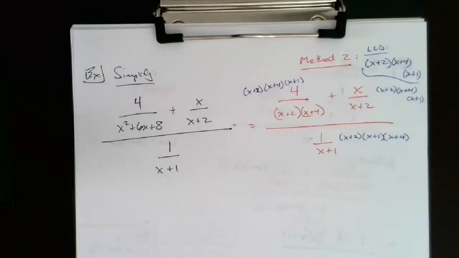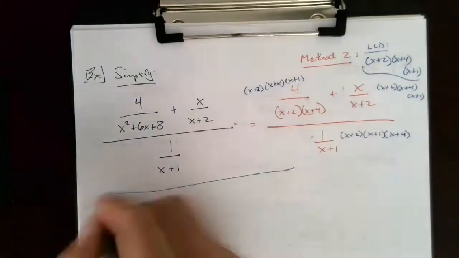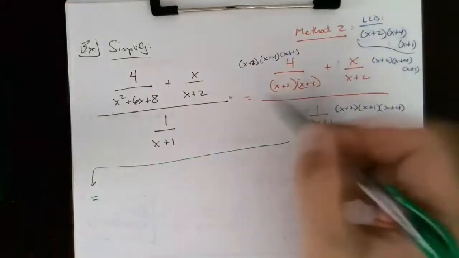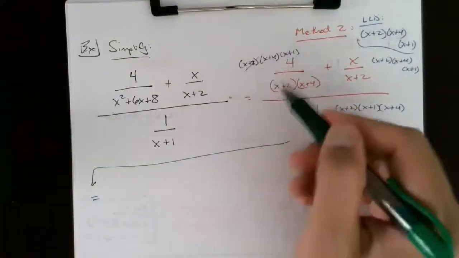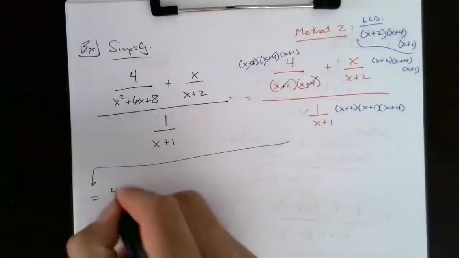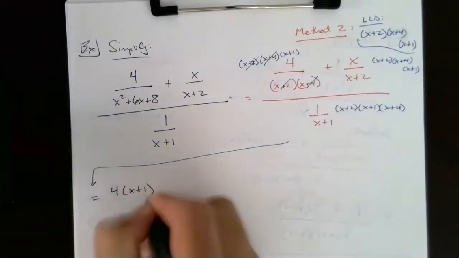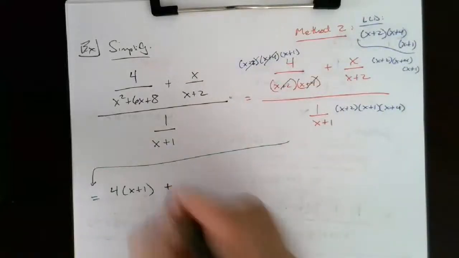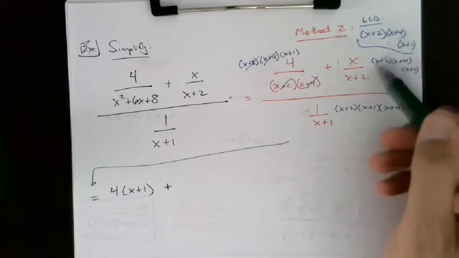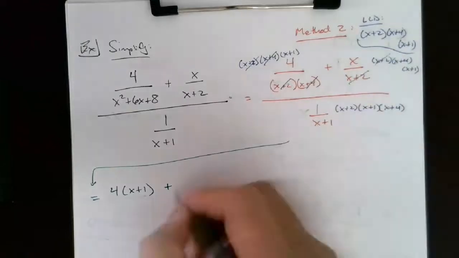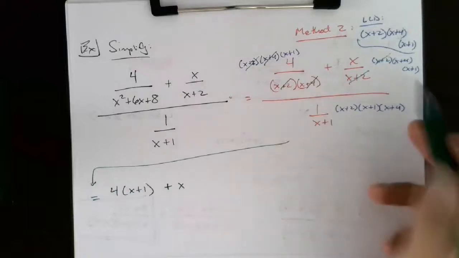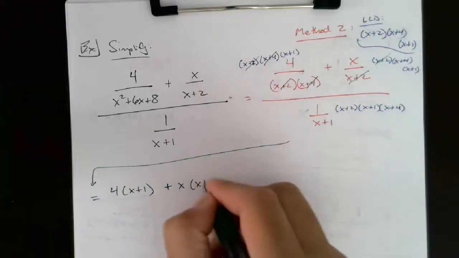Now let's clear fractions, because that's the goal, right? That's why we do this for method 2. So if I have x plus 2 here and x plus 2, those cancel. I have x plus 4 divided by an x plus 4, those cancel. So I'm left with really 4 times just x plus 1 for that first term. Plus for the next term, I see I've got x plus 2 here. We'll cancel with the x plus 2 down here. So I'm left with x times, and what I have left here is x plus 4 times x plus 1.